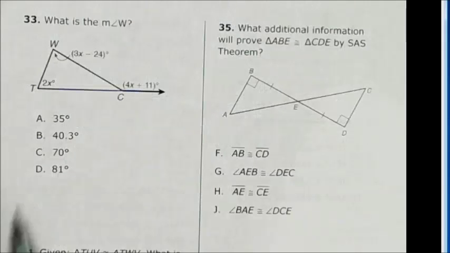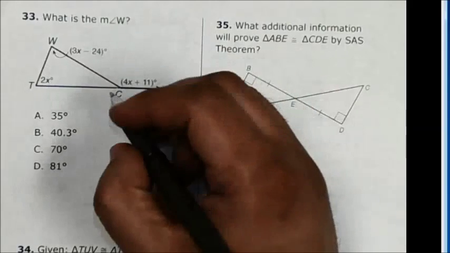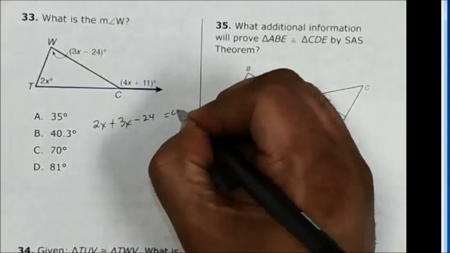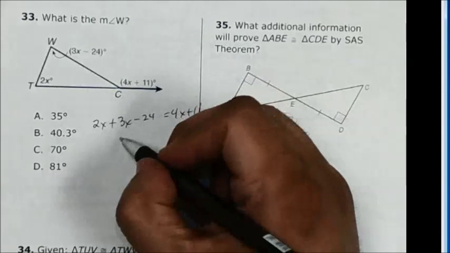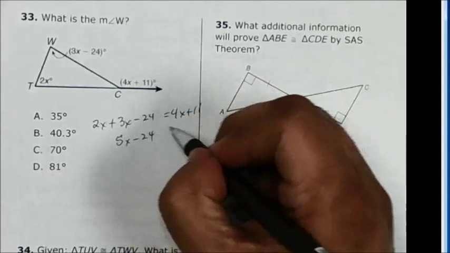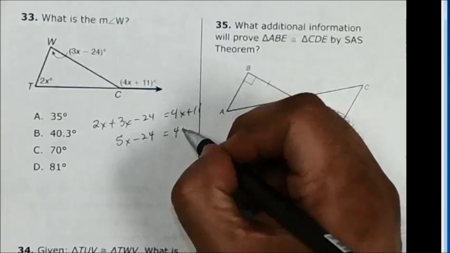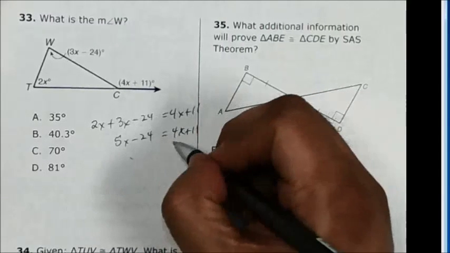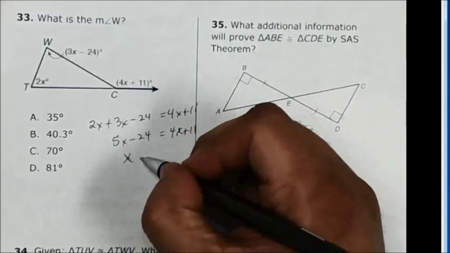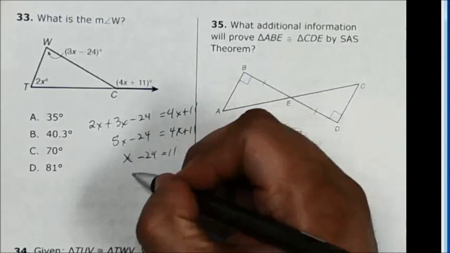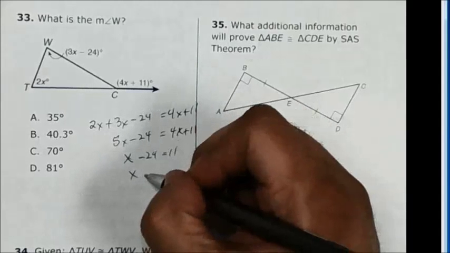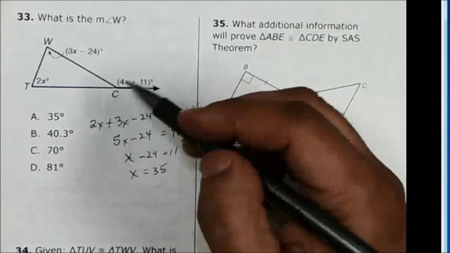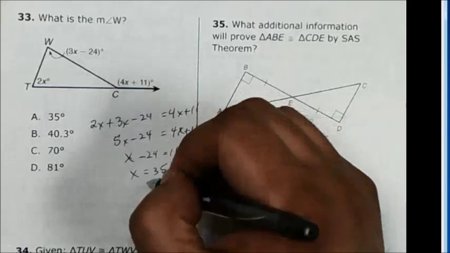For number 33, I want the measure of angle W. I have an exterior angle, so I know that 2x plus 3x minus 24 is equal to 4x plus 11. Combine like terms, get 5x minus 24 is equal to 4x plus 11. Subtracting my 4x gives me x minus 24 is equal to 11. If I add 24, that's going to give me 35. Okay, and then that's the value of my x.